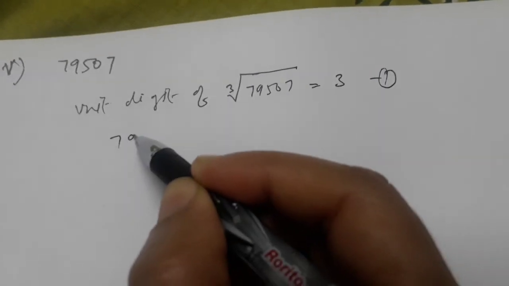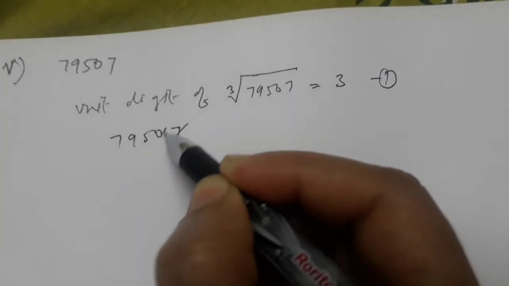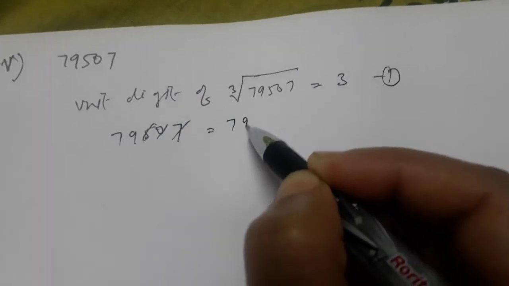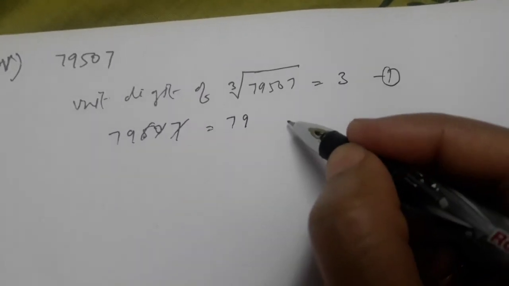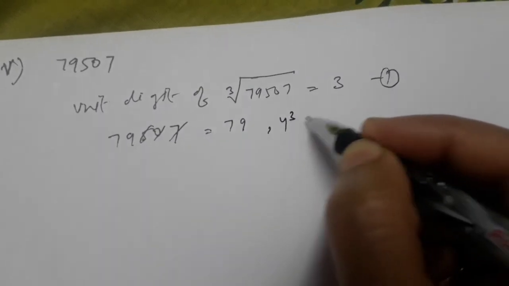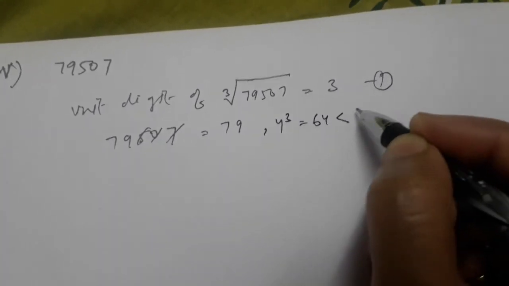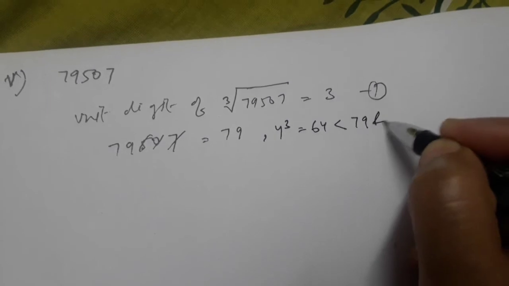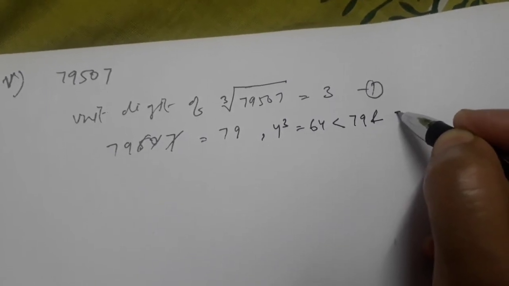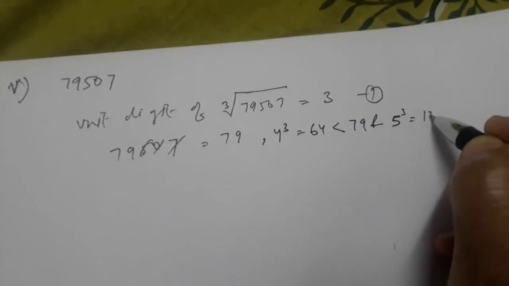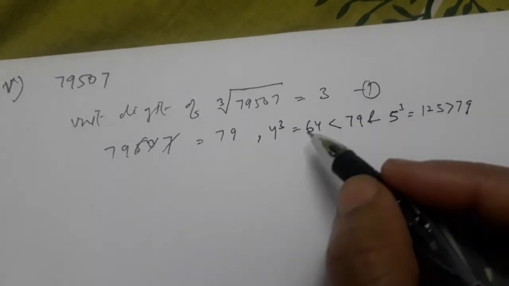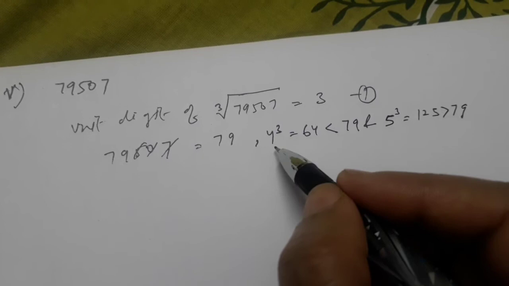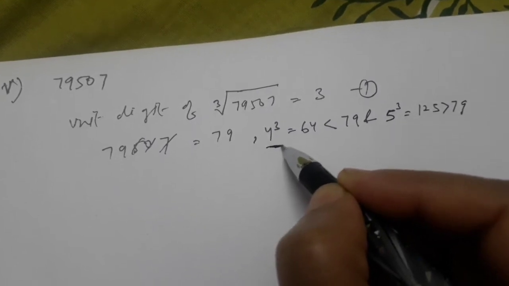Then striking out the last 3 digits from the right, we will be left with 79. Now we will be analyzing this 79. So we can say 4 cube, 64, is smaller than 79, and 5 cube, 125, is greater than 79. So what we will be considering? We will be considering 4.